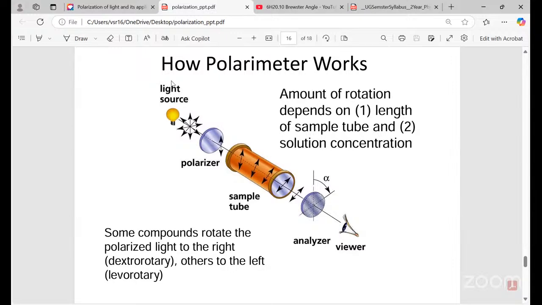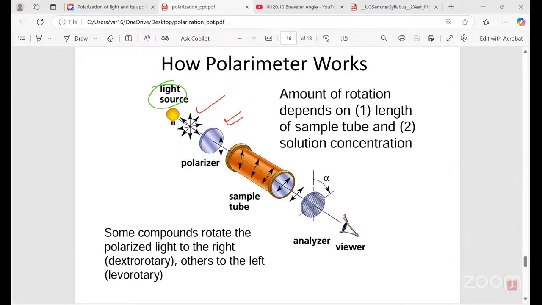This is the light source. The light is ordinary light, which is scattered in all directions. Whenever you use a polarizer, this is the polarizer you are using, the intensity of the unpolarized light is reduced to a plane. So that is a polarizer.